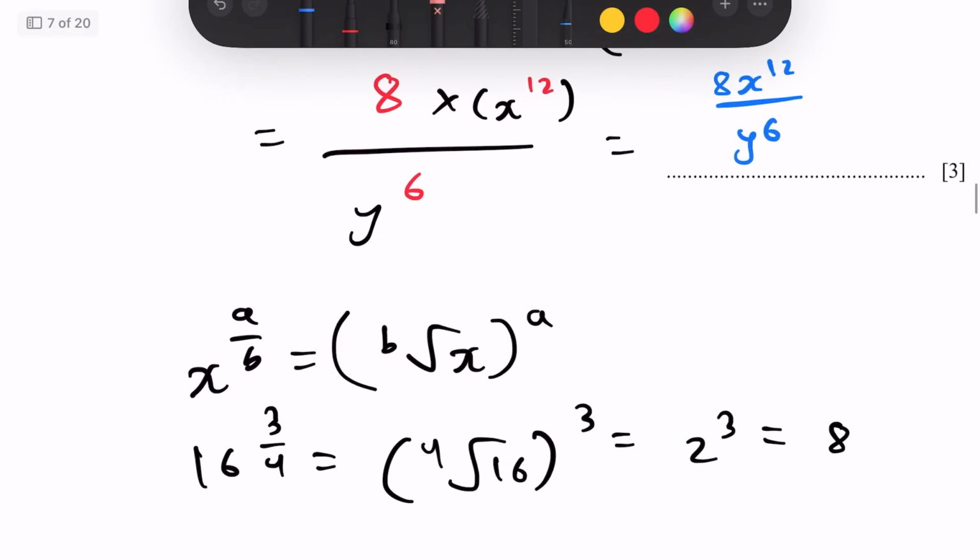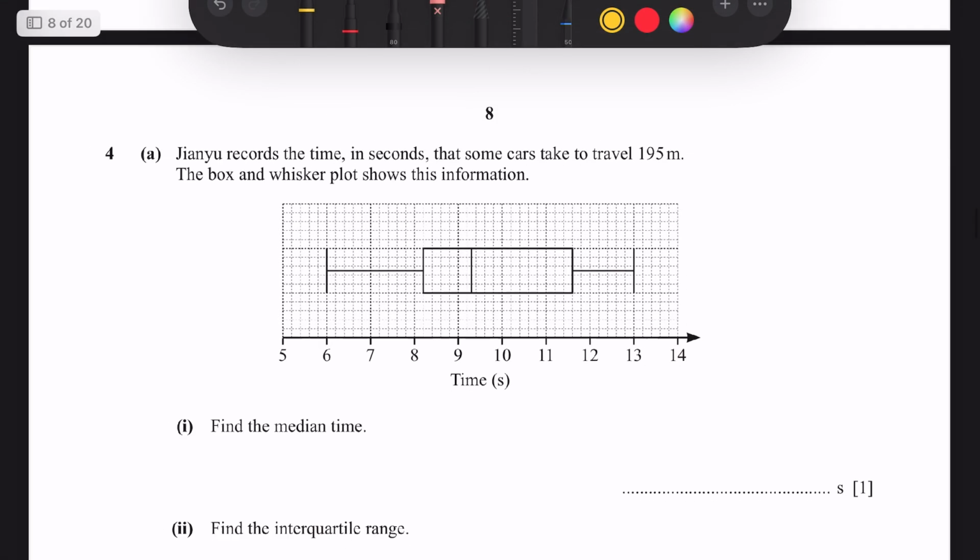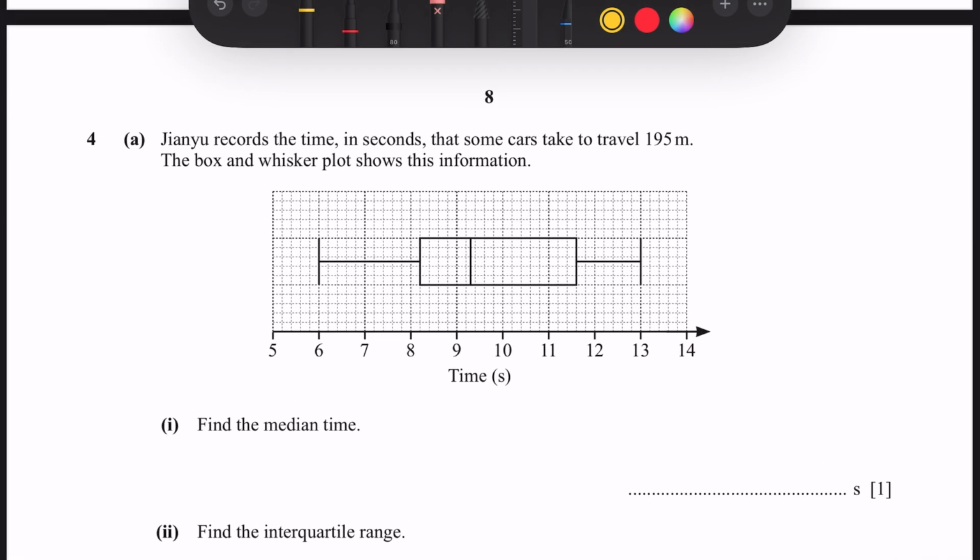Now question 4 says that Gianu records the time in seconds that some cars take to travel 195 meters. The box and whisker plot shows this information. For any box and whisker plot, there are many key components. I'm not sure if there's 4, I need to first write them down.